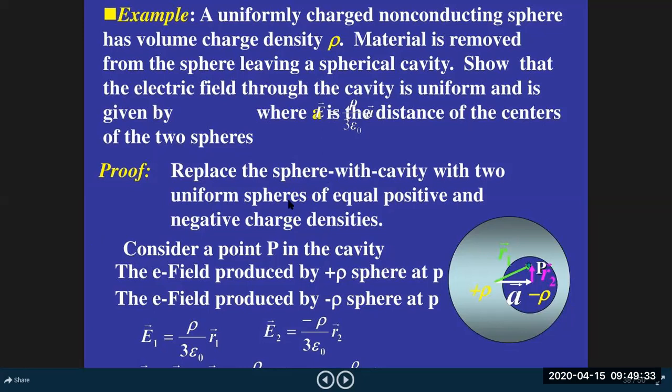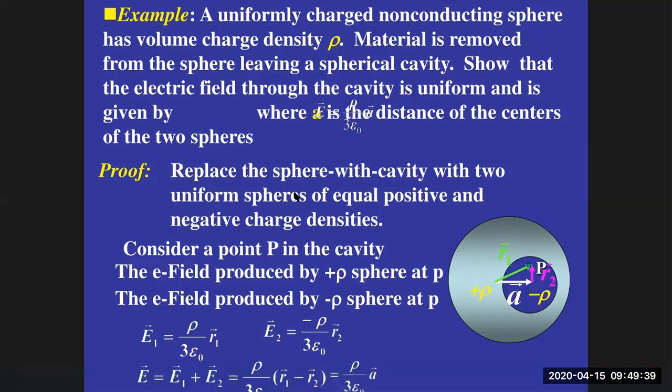Now we have to remember a proof. Replace the sphere with cavity with two uniform spheres. In order to solve this question, we have to look at the two spheres as separate entities, first dealing with the bigger sphere and then with the smaller sphere. The only difference is that the material that was removed from the bigger sphere, the density associated with the smaller sphere, can be taken as negative. Every step will remain the same, only the density is taken as negative. After that, we add up the electric field at a point due to these two spheres.